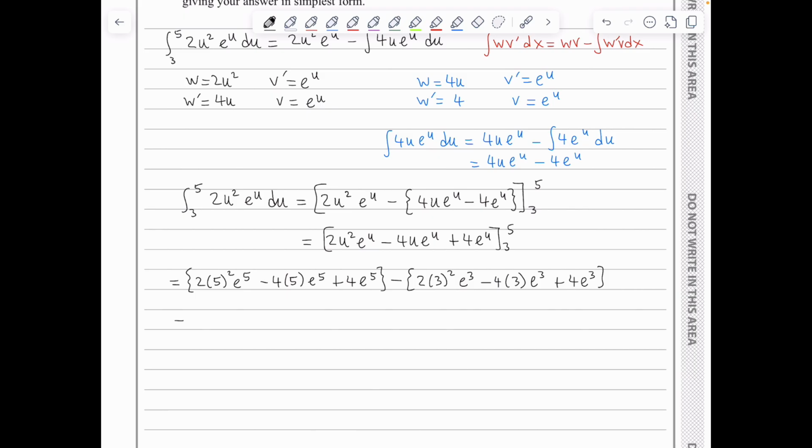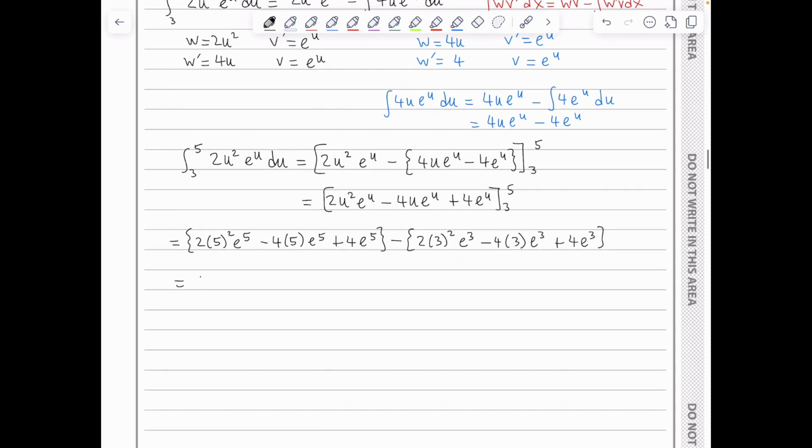So let's simplify things. We are looking at 50 e to the 5 minus 20 e to the 5 plus 4 e to the 5. That's the upper limit. And then for the lower limit, we're looking at 18e cubed minus 12e cubed plus 4e cubed. So all in all, we are left with 34e to the power of 5 minus 10e cubed.